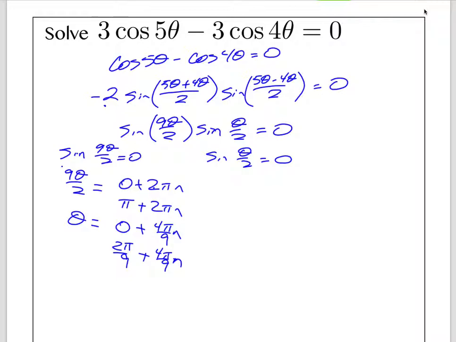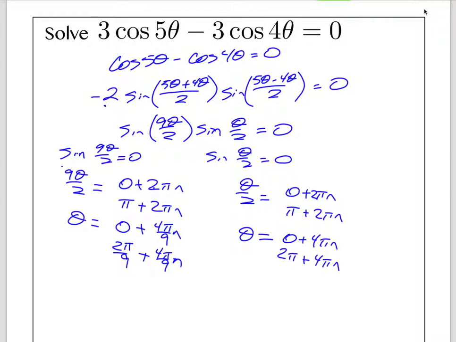Do the same thing on the other one. It's still going to equal the same two numbers to start with, 0 plus 2 pi n and pi plus 2 pi n. But on this one, all I have to do to get theta by itself is what? Multiply by 2. So that's 0 plus 4 pi n and 2 pi plus 4 pi n.